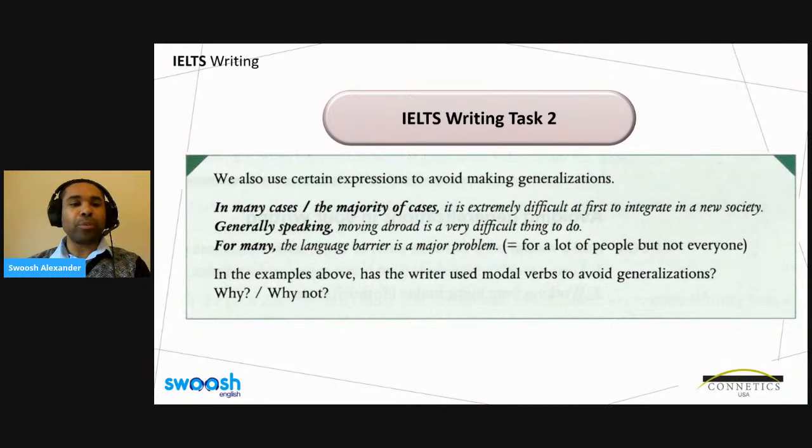And here as well, we've got for many. So instead of just writing the language barrier is a major problem, we can use for many instead. It's not a problem for everybody, but of course it will be for a large number of people.